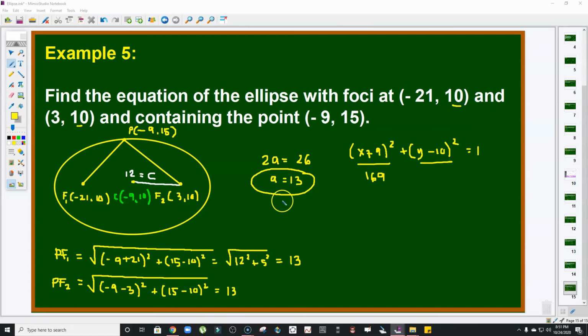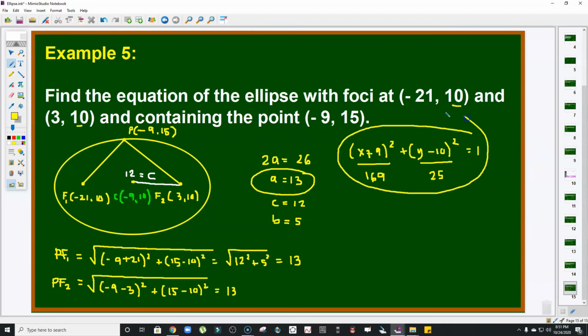So, meaning to say, my A is 13, my C is 12, therefore, yung B ko ngayon, Pythagorean triple, 5, 12, 13, that's 5. So, therefore, this one is 5 squared, 25. See that? So, therefore, the equation of the ellipse in this problem is this. X plus 9 to be squared over 169 plus y minus 10 to be squared over 25 equals 1. There you go. So, I hope you learned something on this 5-item video.